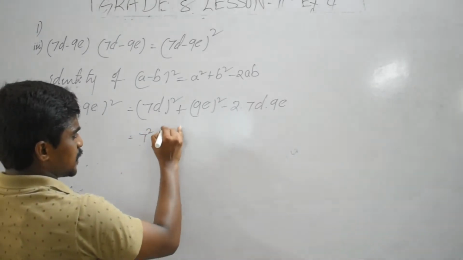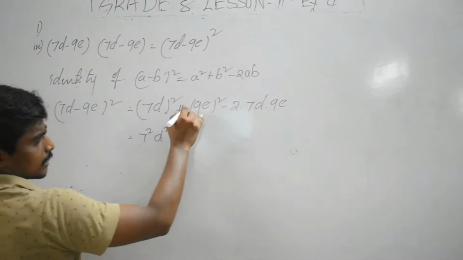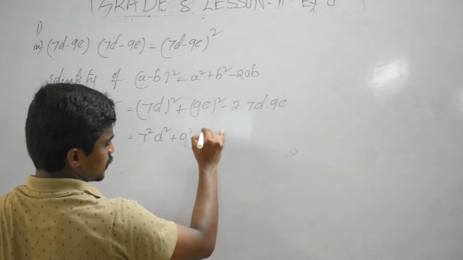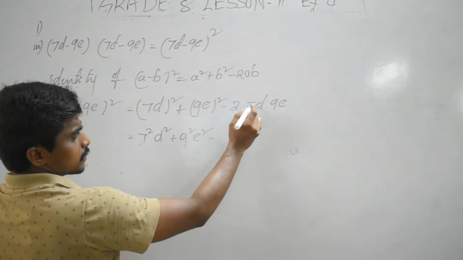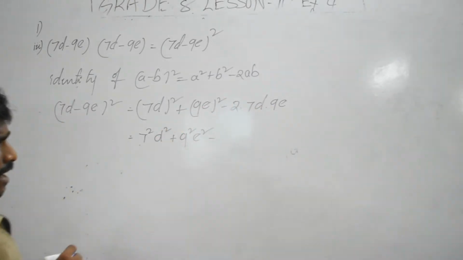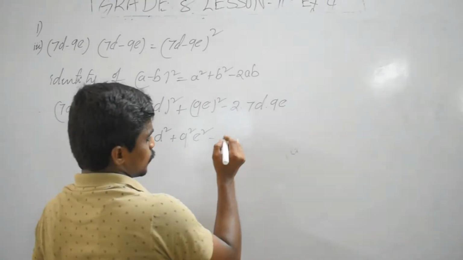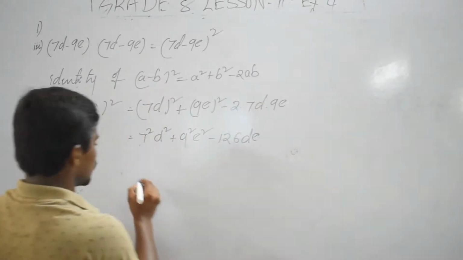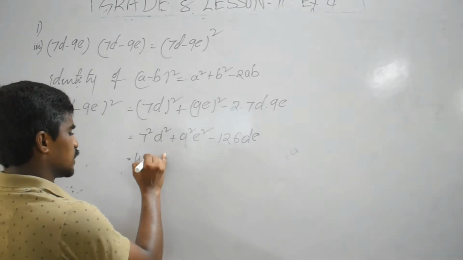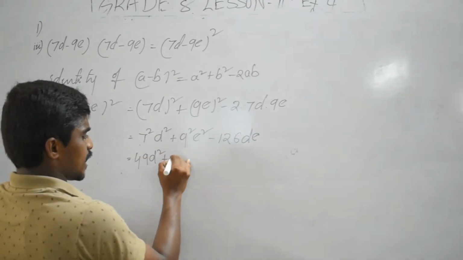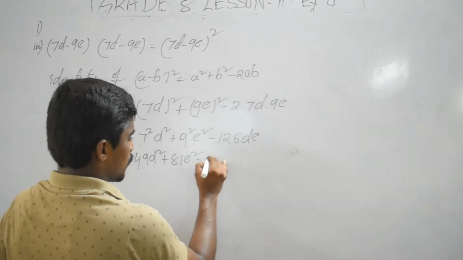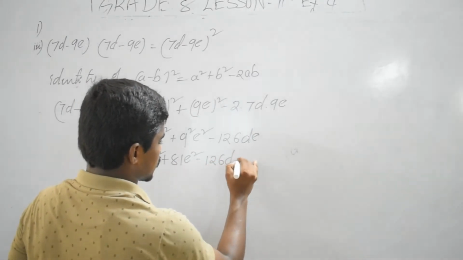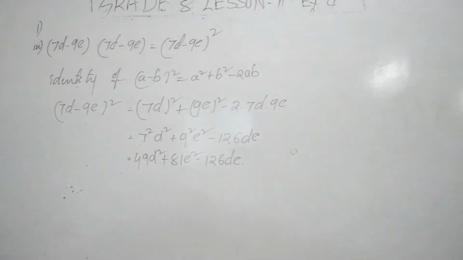7 square and D square, plus 9E square, 9 square and E square, minus 7 9s are 63, 63 2s are 126 DE. So here 7 7s are 49 D square, 9 9s are 81 E square, minus 126 DE. That is next one.